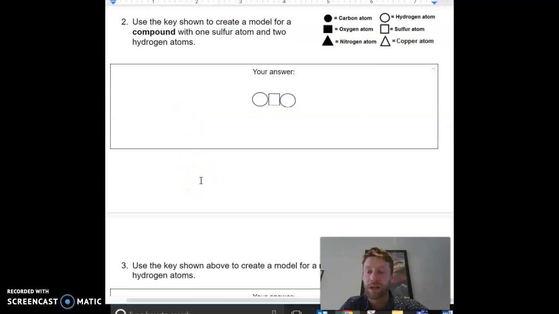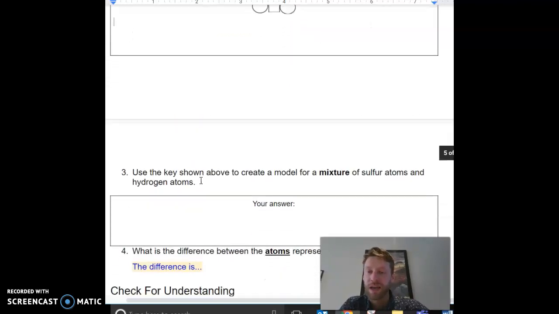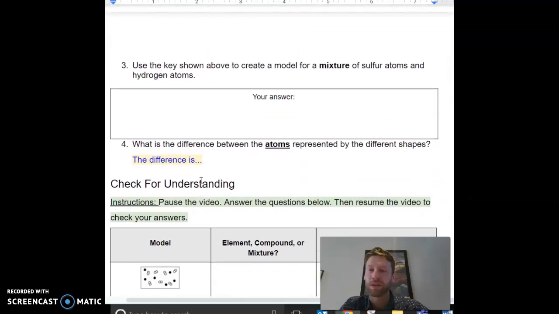Okay, that was a lot very quickly. If you need to pause and catch up, do so. And then we're going to move on to question number 3. You're going to use the same key to create a model for a mixture of sulfur atoms and hydrogen atoms. Be careful here, it's a mixture, not a compound. I'm going to pause my video. You should pause my video as well. Go ahead and get your answer down, and then check your answer when you're ready.